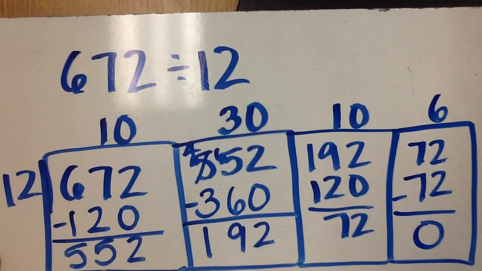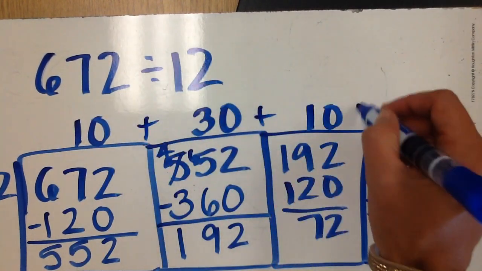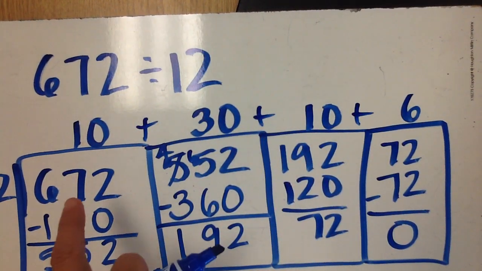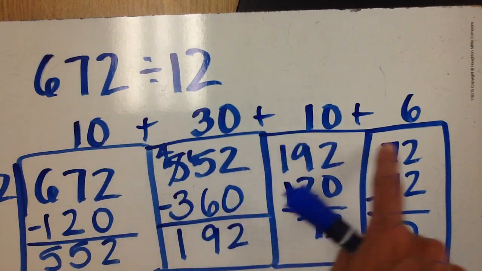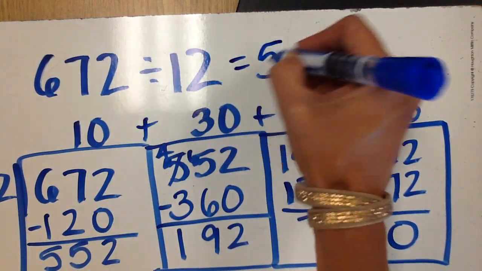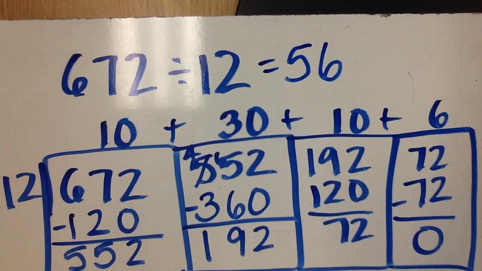So now I have my partial quotients up here. I have 10 plus 30 plus 10 plus 6. So whenever I add those up, 30 plus 10 is 40, 40 plus 10 is 50, plus 6 more will give me 56.